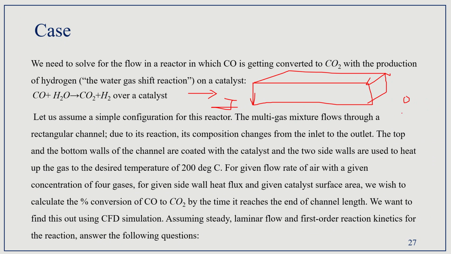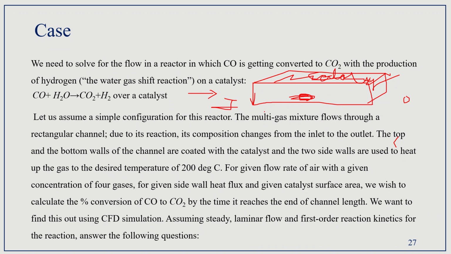The top and bottom walls are coated with catalyst. So what they are saying is that the top and similarly the bottom are coated with catalyst, and the two side walls, that is this wall and the opposite side wall, are used to heat up to 200 degrees Celsius, so we are providing a heat source over here, for a given flow rate of air with a given concentration of four gases. For a given side wall heat flux and given catalyst surface area, we wish to calculate the percent conversion from CO to CO2 by the time it reaches the end of the channel length.